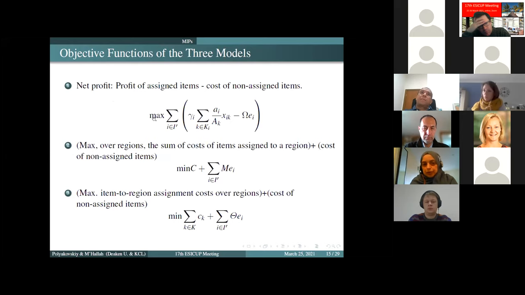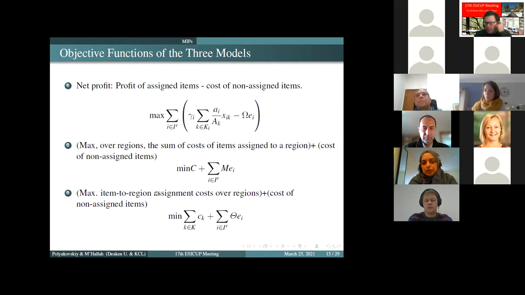We have three different models. Each one of them has a different objective function, but the aim of the three models is to try to find a feasible packing. The first one is going to maximize the net profit of the items, so it takes the profit of the assigned items and subtracts the cost of the non-assigned items. The second model is used whenever we fail to find a good, feasible packing. This is going to obtain high-quality solutions at the cost of additional computational time.